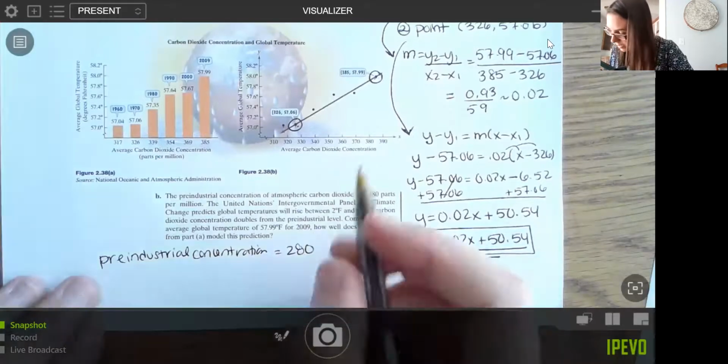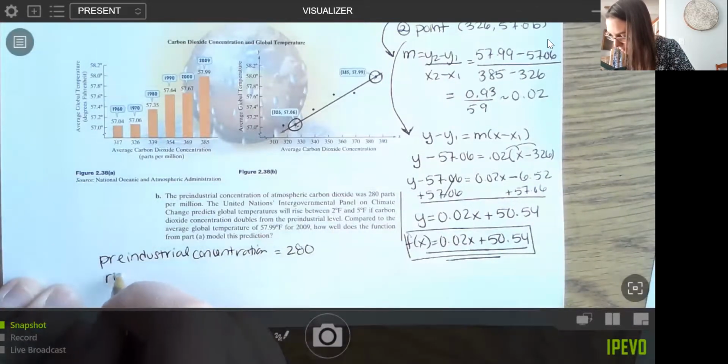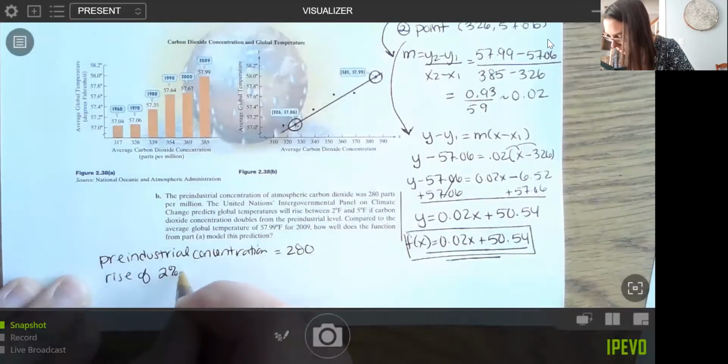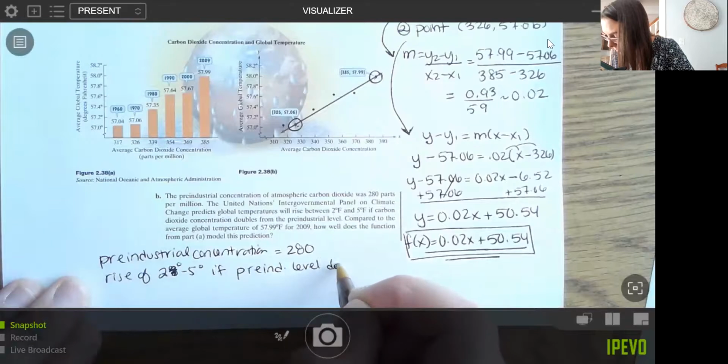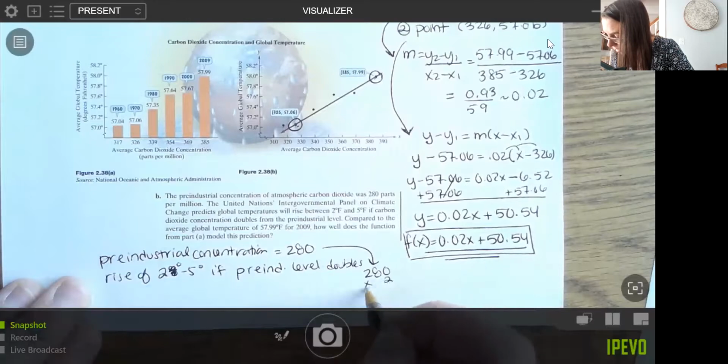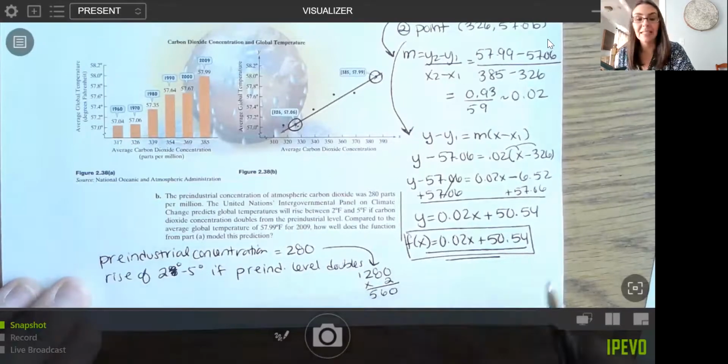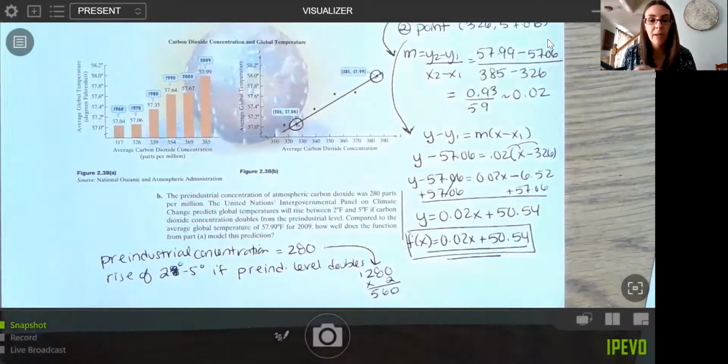Okay, so we're saying that we're going to see a rise of 2 degrees to 5 degrees if the pre-industrial level doubles. Well, doubling means that I'm taking that 280 and I'm multiplying it by 2, right? So I would end up with 560 parts per million. So we're trying to say that if we actually hit 560 parts per million there, then we're looking at an increase in temperature of 2 degrees to 5 degrees. That's the prediction. Okay.